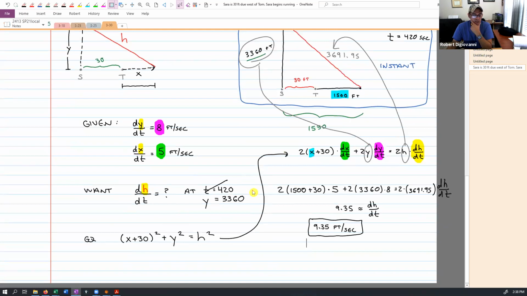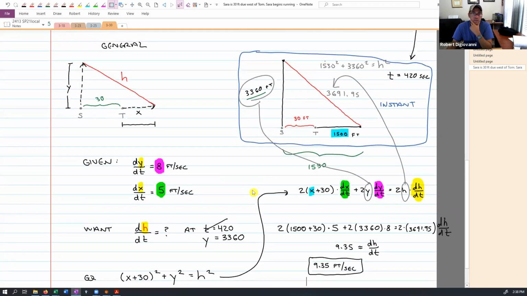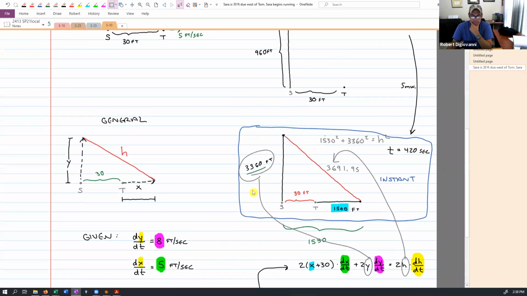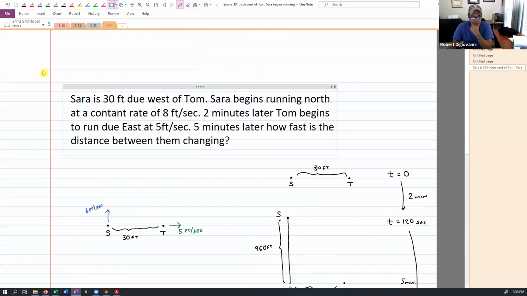So I hope that illustrates how different a problem can be, but that we can still do it as long as we get things set up properly. Questions?